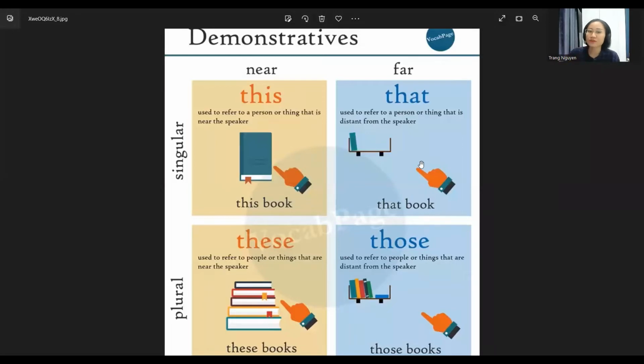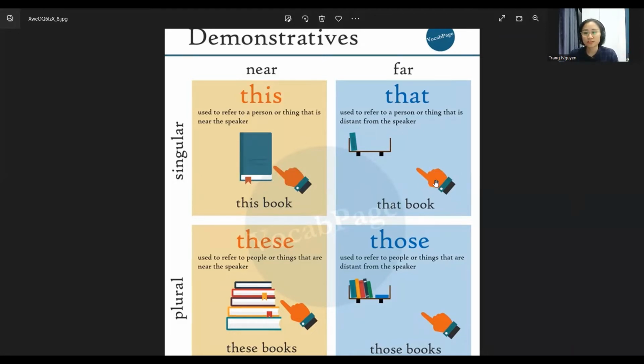So let me share the screen with you fast. Okay. As you can see in the picture over here, we got the example over here. We can say this book, right? And you can see this person is pointing and it's actually touching the book. So we use this for singular noun and with a close distance that you literally can touch, or it's really close from you, right?